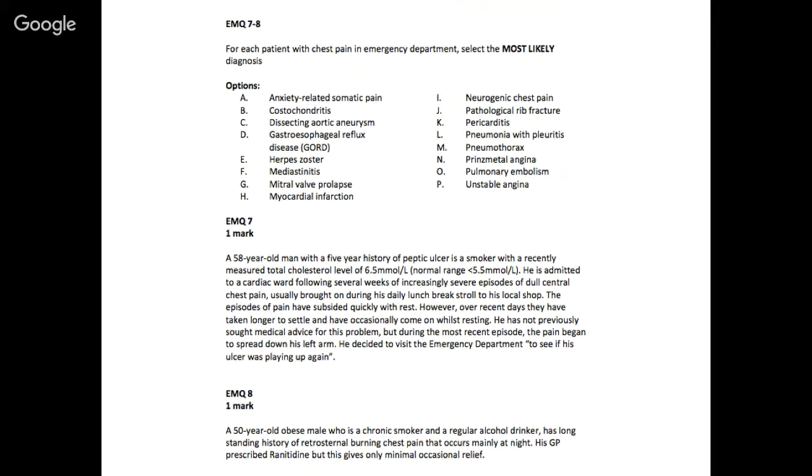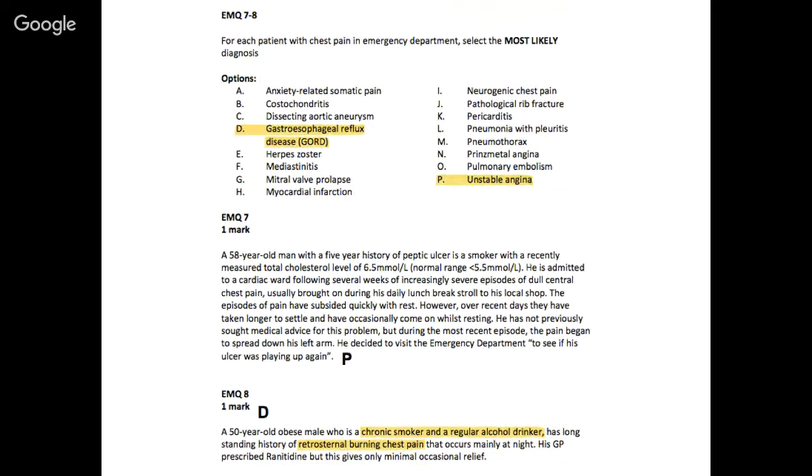What are we thinking for 8? D? Yep. Again, I think that his ranitidine not really working is a bit of a red herring. The retrosternal chest pain, chronic smoker, regular alcohol drinker all point towards GORD. What the last sentence might be referring to is that ranitidine is a histamine 2 antagonist. Proton pump inhibitors are the better drugs for GORD, so that might be why, because he's on a sort of crappy medication.